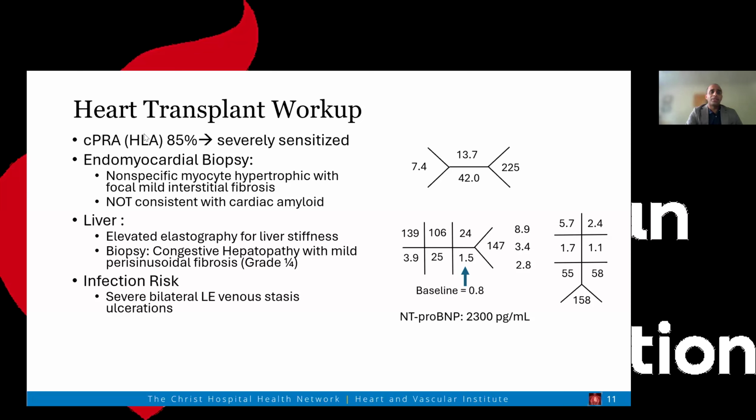We draw a lab called a CPRA, and that's a marker of how much antibodies a patient has in their body that may attack a donor organ. And basically, this showed that 85% of available organs would not be organs that would be amenable to her because she was severely sensitized. And anything over 50% is concerning. So already the donor pool is smaller.